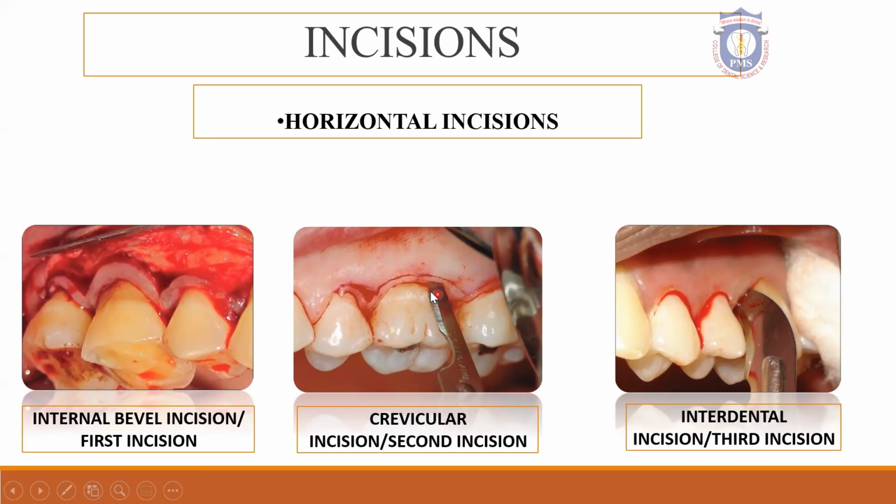The second incision is the crevicular incision, which is made through the gingival crevice. See the blade angulation through the gingival crevice. The crevice is the space between the tooth and the gingiva, and through that crevice you are inserting the blade and putting the incision. This is the crevicular incision or second incision. The third incision is an interdental incision, made through the interdental area. That is the third incision.